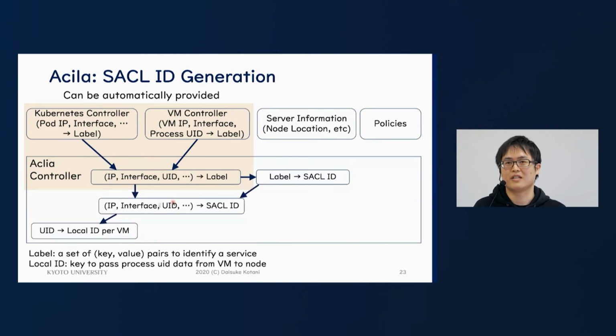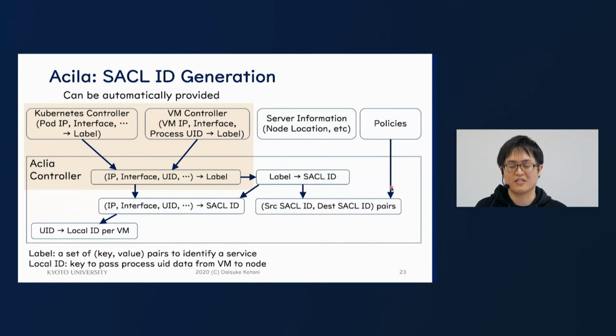When the Acilla controller has these two types of data, like for instance, the pod's IP address, the interface, and the UID, they can take those data and convert that to a SACL ID. Also, based on each UID, they can also create a local ID per VM. Also, users will enter policies. Based on these policies, we can create pairs of our source SACL ID and destination SACL ID to grant or not grant access.